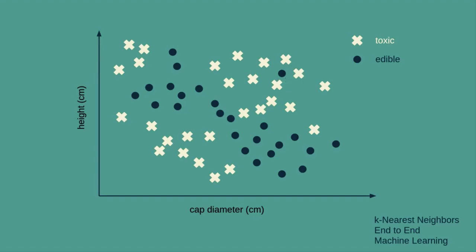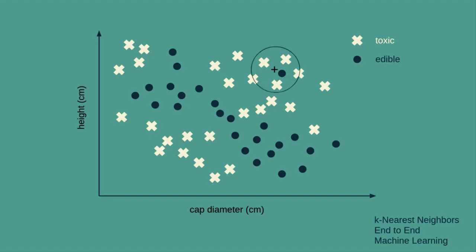Now, if we would like to guess whether a mushroom with this cap diameter and height is toxic, we could use a k of 1, find the closest neighbor, which is edible, and say, well, it's very close to this other edible mushroom that we found, so it's probably edible too.